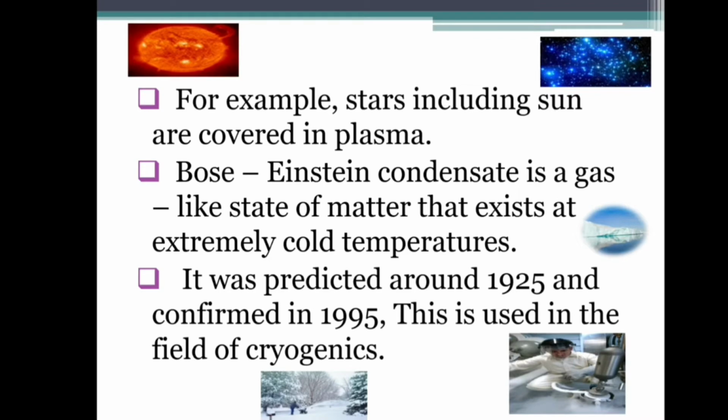So they predicted this in 1925 only and they confirmed in 1995, and now they are used in the field of cryogenics. What are cryogenics? They are the effects of a very low temperature. For example, in rockets or in the freezing of blood, all those things, cryogenics is used.